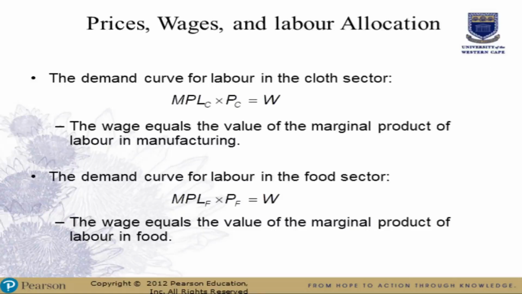Recall from the marginal product of labor in cloth and food we illustrated in figure 4.2 that the marginal product of labor curve was a downward sloping curve, and if we multiply it by the price of the good, then we will still have a downward sloping curve. This curve reflects the negative relationship between the wage rate and labor, ceteris paribus. Therefore, we can express this downward sloping curve as the demand curve for labor in that specific sector.